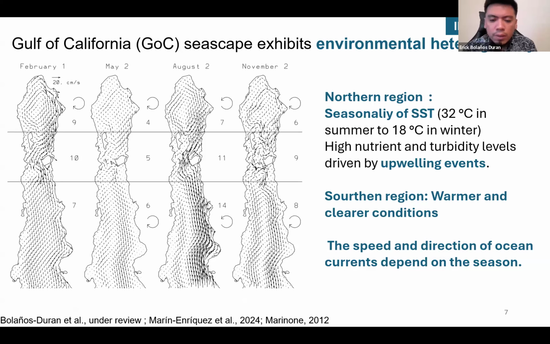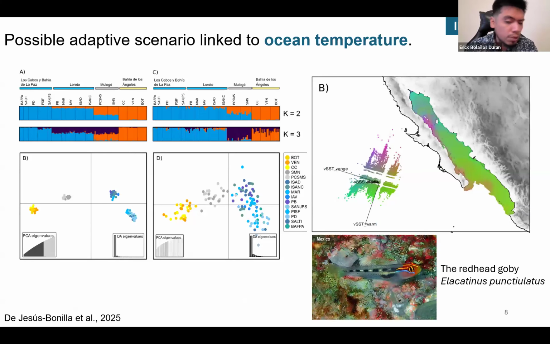Also, the speed and direction of the ocean currents depend on the season. This heterogeneity has been linked with genetic structure observed in other marine biodiversity. For example, in this red-head goby, they observed two populations, one in the north and another in the south, but with outlier loci, those loci whose variation is driven by putative selection. They observed another group here, in purple, in the middle of the Gulf of California, that matched with the transitional zone inside the basin.